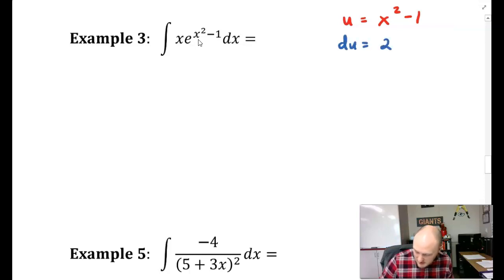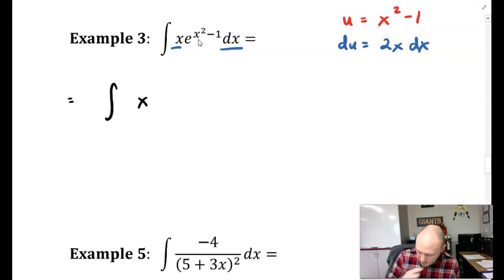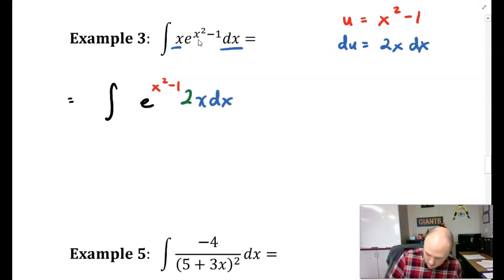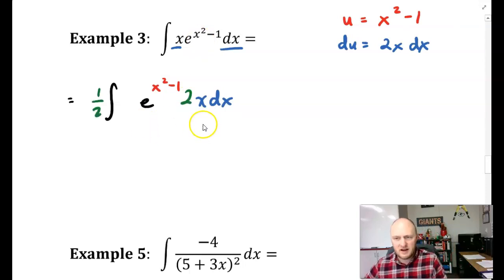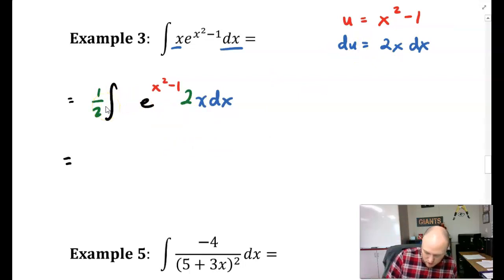The derivative of this is 2x dx. Now notice, I have my dx, I have my x, I'm missing the 2. So I'm going to multiply in the 2. So here I have e to the power of x squared minus 1, that's my u. I have this x back here, I have a dx, I'm missing a 2, so I'm going to balance it with a 1/2. If you multiply it in, you have to balance that factor with a 1/2.